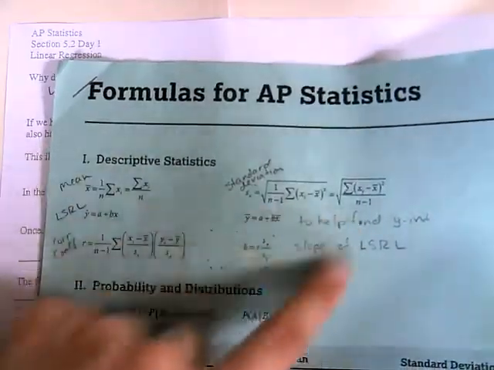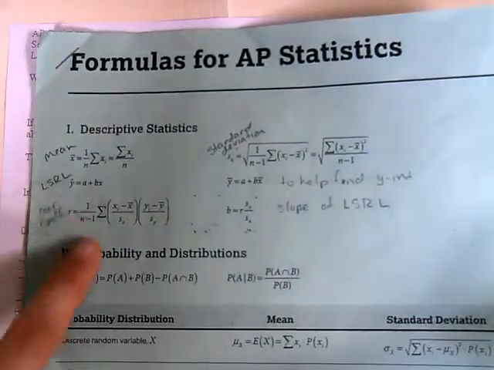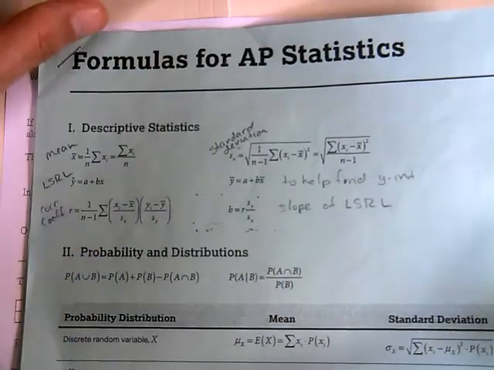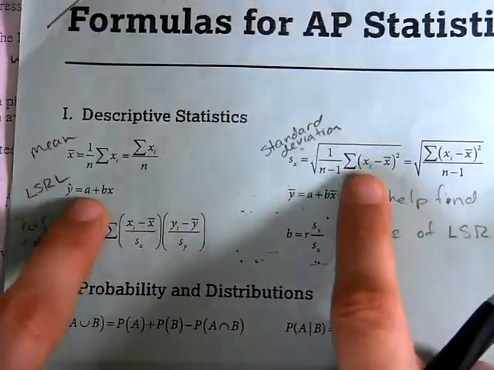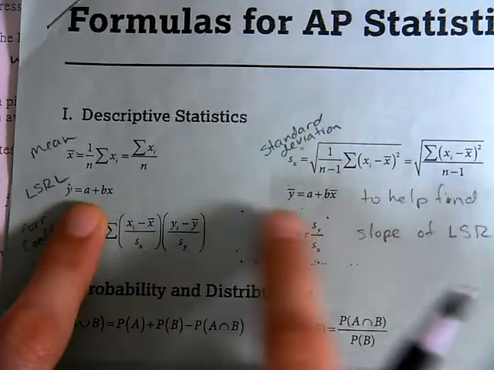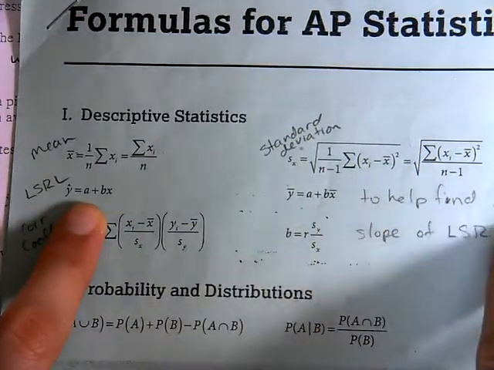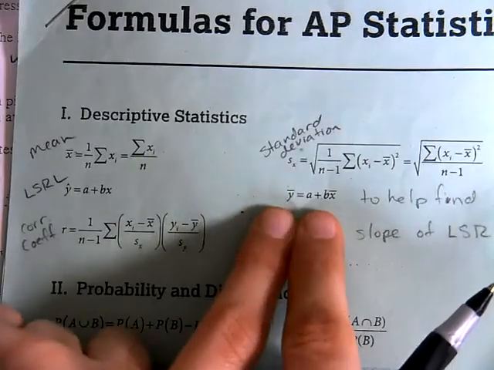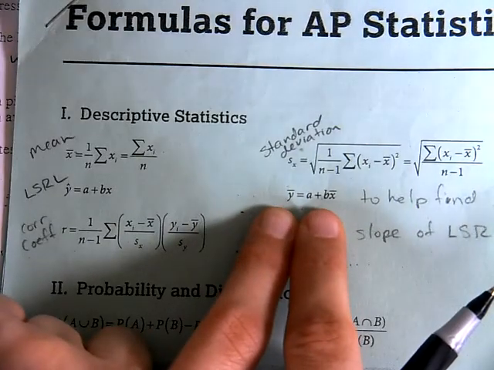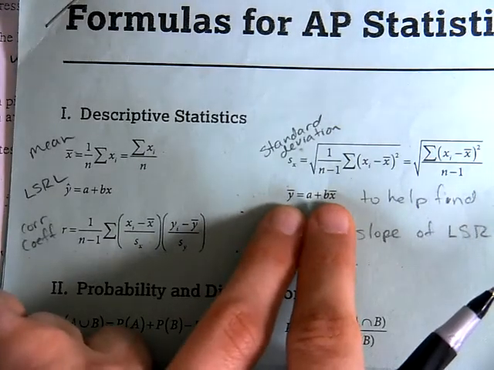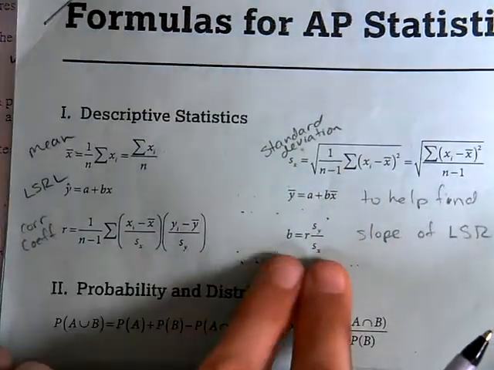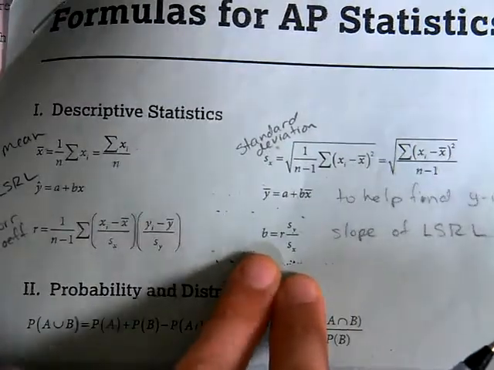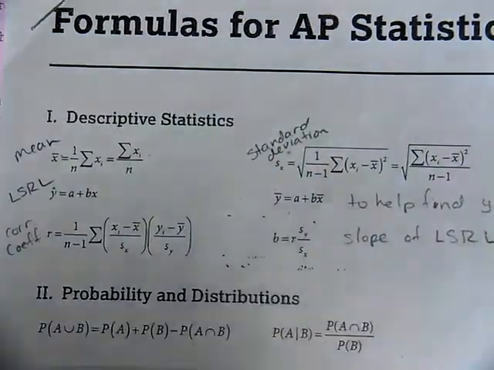So if I get my formula sheet out, we're kind of going to do the rest of this unit. So there's your least squares regression line. So we did mean and standard deviation in chapter 4. Here's your least squares regression line. This is to help find the y-intercept. We'll get to that in a second. So you always know y bar equals a plus b times x bar, because x bar, y bar is always in your equation. This is the correlation coefficient. Here's your slope.